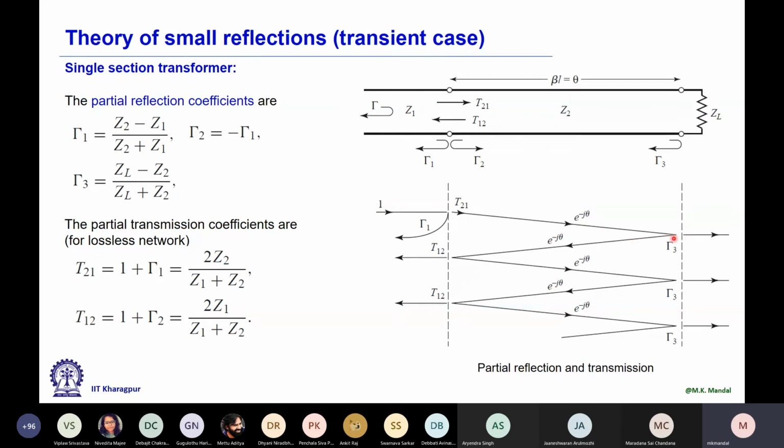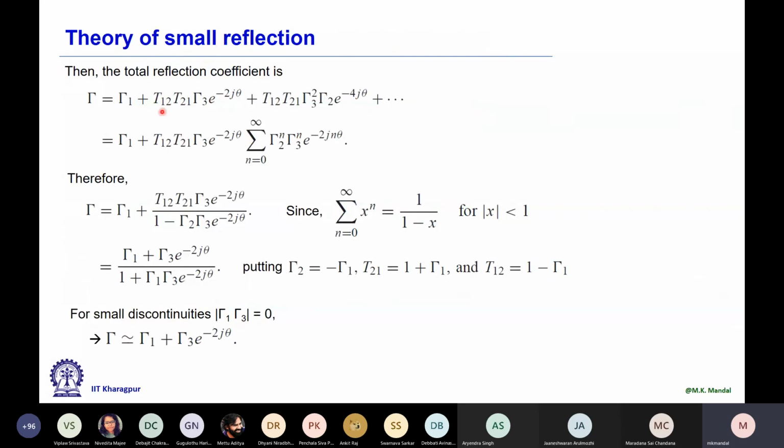Here we have a reflection of gamma 3. Then into gamma 3, again into e to the power minus j theta. Now a part coming here into T12. So then how it looks? T12, T21, gamma 3, and 2 times e to the power minus j theta, e to the power minus 2j theta. What about the next term?